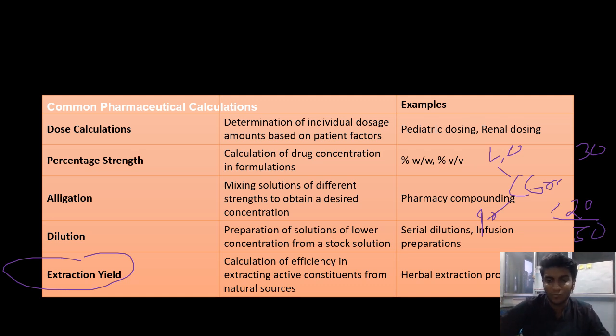Then molarity, normality, all those terminologies from physical pharmacy you need to know.